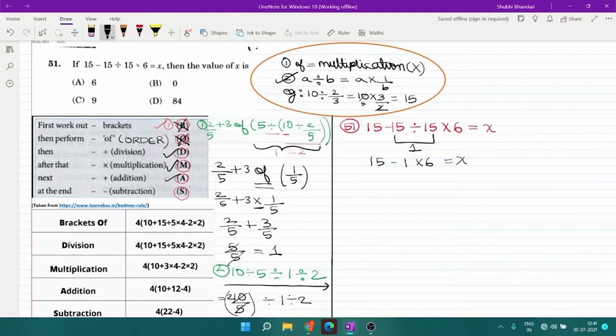We have done the division. Now multiplication? Yes, there is a multiplication here. 15 minus, and 1 into 6 is how much? 6. So 15 minus 6 is equal to x. Then is there any addition? No, there is no addition. Is there subtraction? Yes, there is. 15 minus 6 is equal to 9. So 9 is equal to x. So the final answer is 9.